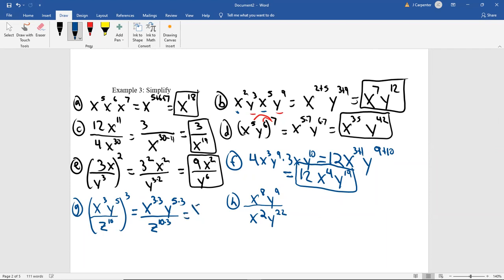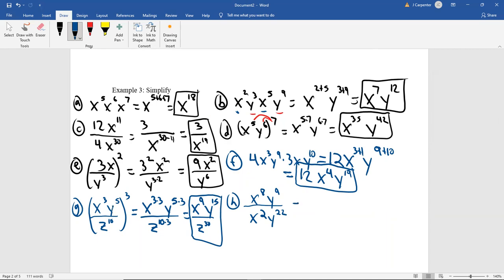3 times 3 being 9, so that's x to the 9th. 5 times 3 being 15, so that's y to the 15. And then 10 times 3 being 30, so z to the 30th. All of these have different bases, so that's all that we can do so far.